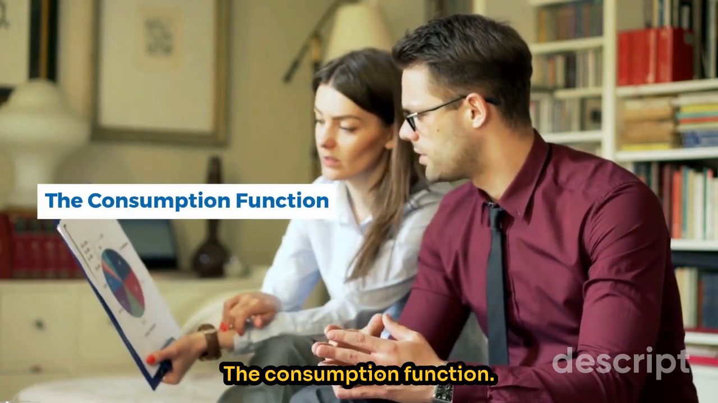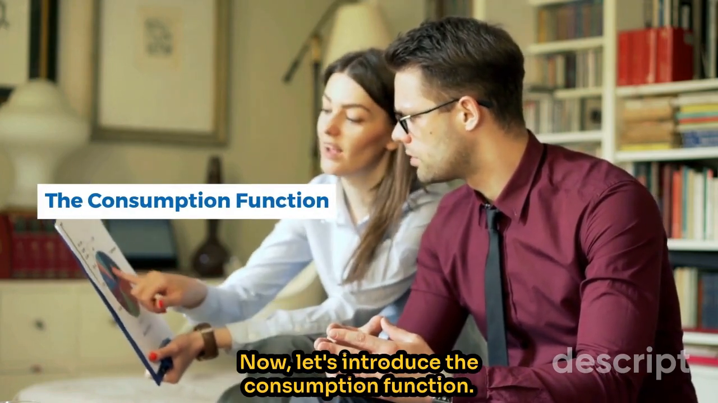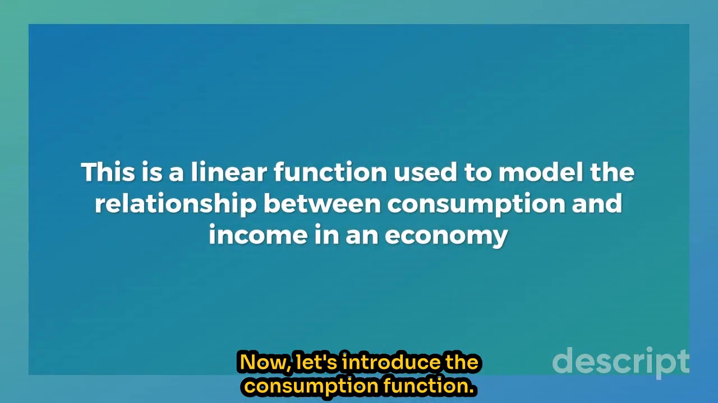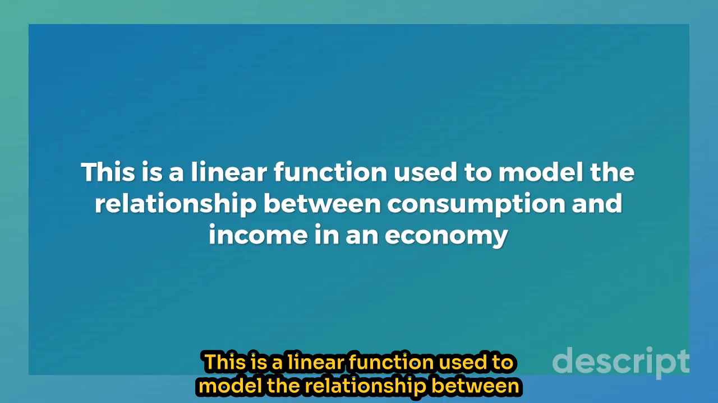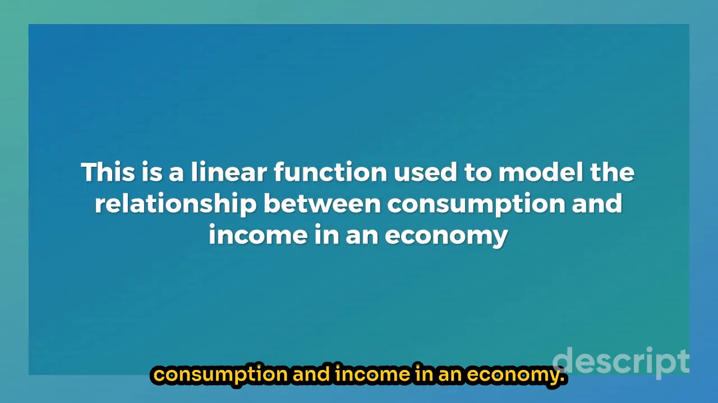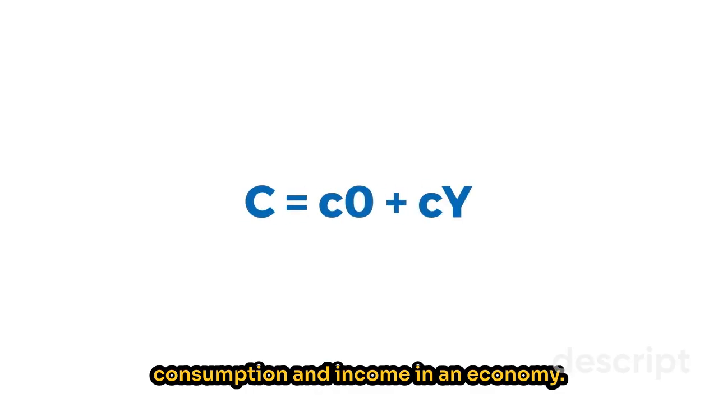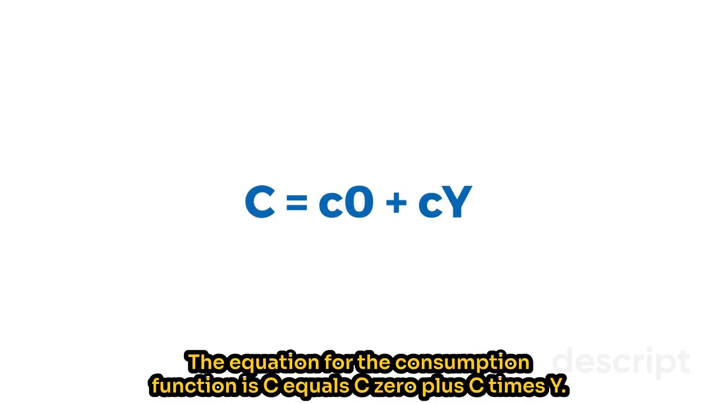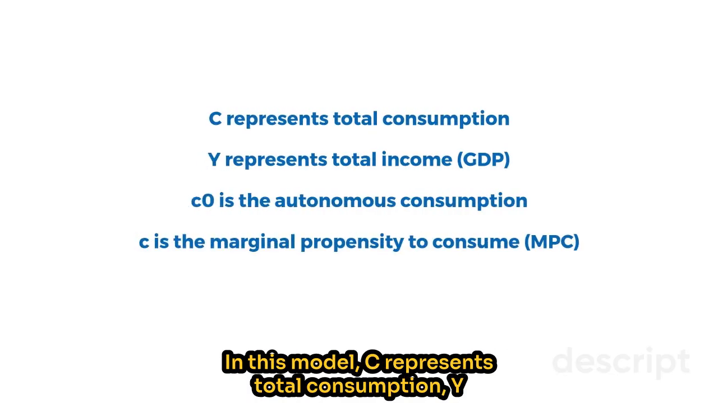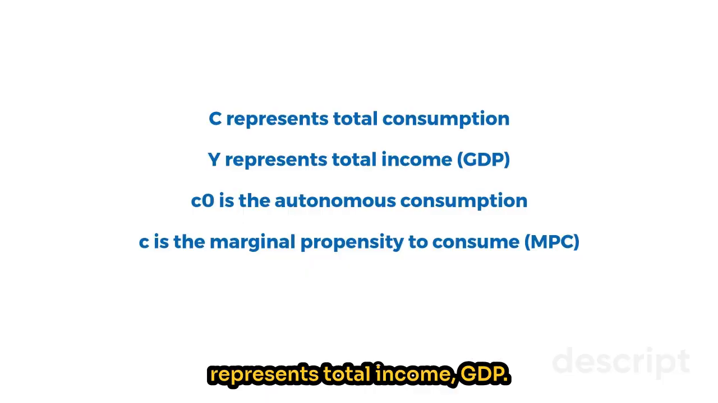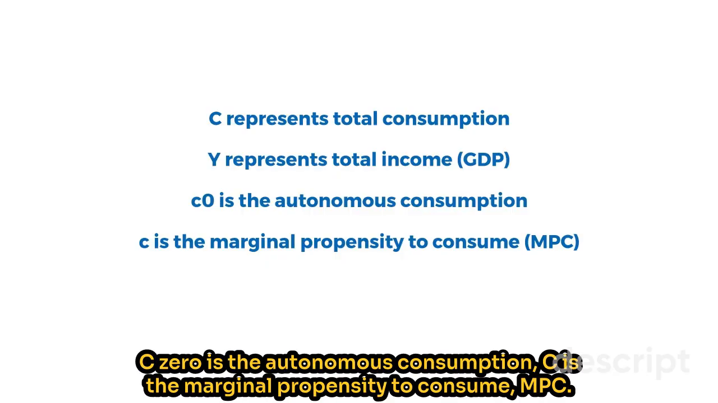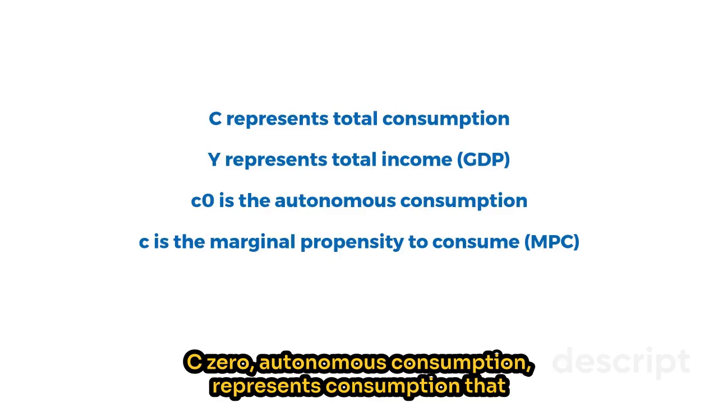The consumption function. Now, let's introduce the consumption function. This is a linear function used to model the relationship between consumption and income in an economy. The equation for the consumption function is C equals C0 plus C1 times Y. In this model, C represents total consumption, Y represents total income, GDP, C0 is the autonomous consumption, C1 is the marginal propensity to consume, MPC.